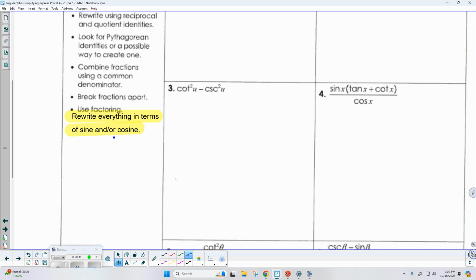This whole quotient should equal secant squared of x. How many people got that?